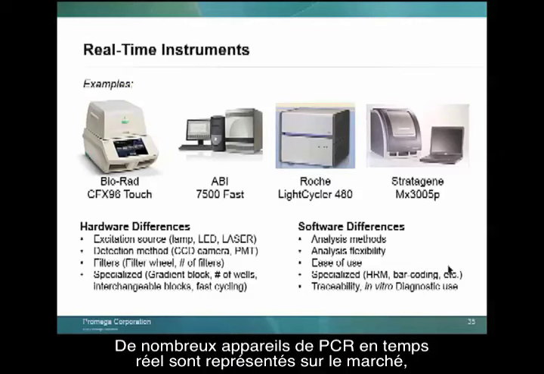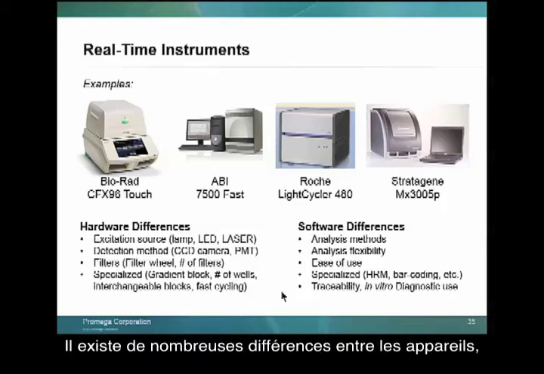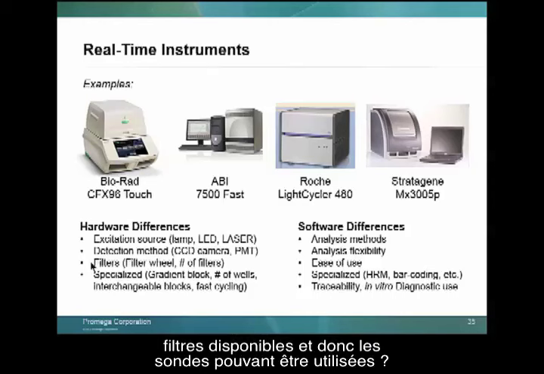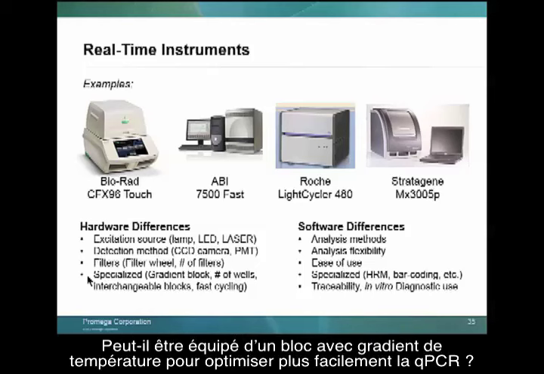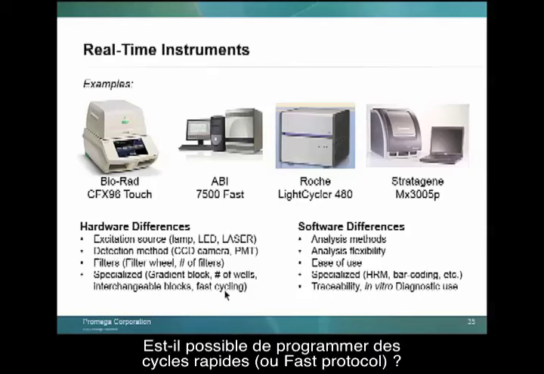There are many real-time instruments on the market now, so this list is certainly non-exhaustive. It's just the ones I'm most familiar with. There are a lot of hardware differences between them, but what most users are probably going to focus on is what filters are available, so what probes can I use this with, and what kind of specialized hardware is there. Is there the opportunity for a gradient block so that I can optimize my qPCR easily? Do I need 96 well plates or 384 well plates? Do I allow for fast cycling conditions?